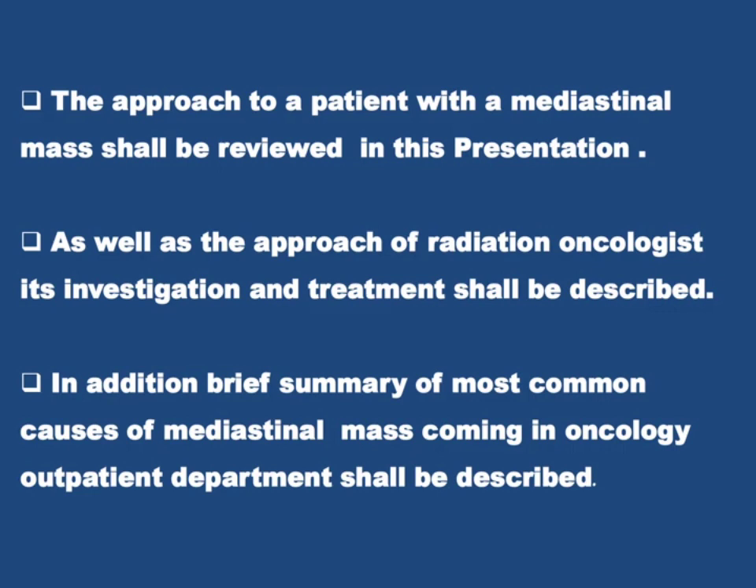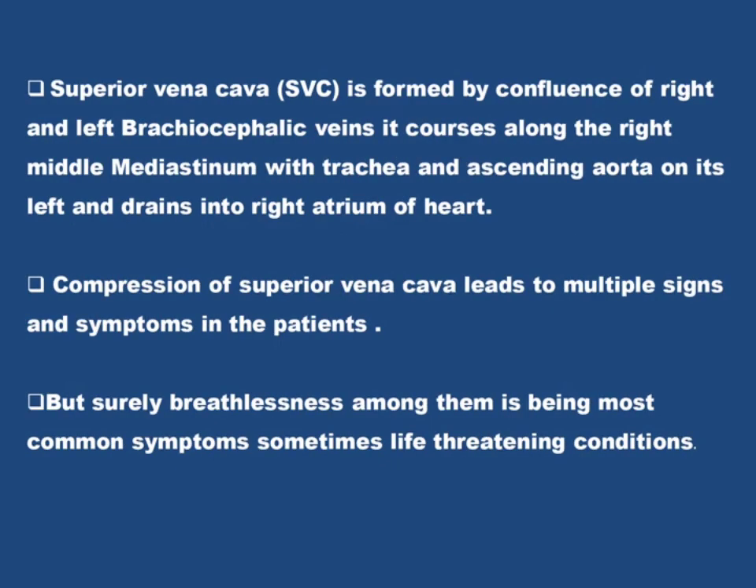The superior vena cava is formed by the right and left brachiocephalic veins. It courses along the right middle mediastinum with the trachea and ascending aorta on its left and drains finally into the right atrium of the heart.